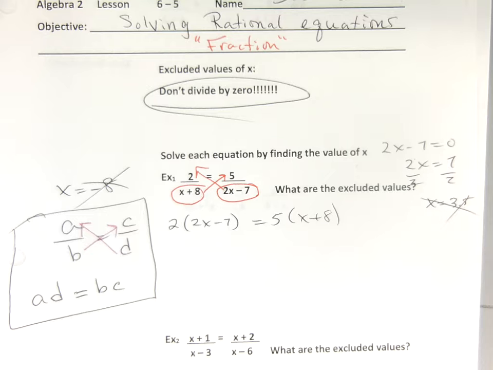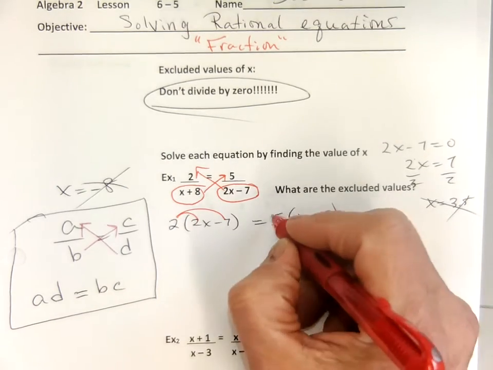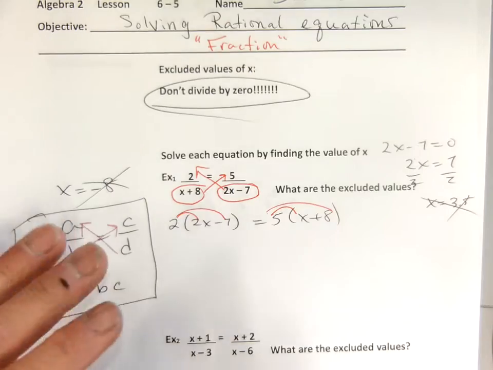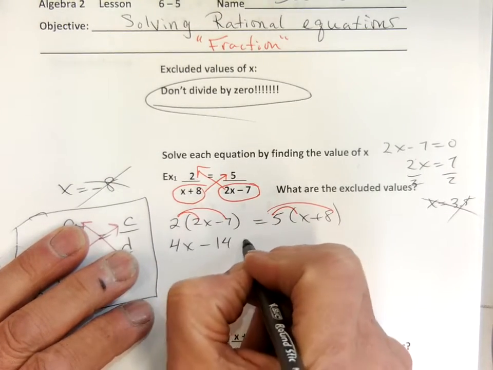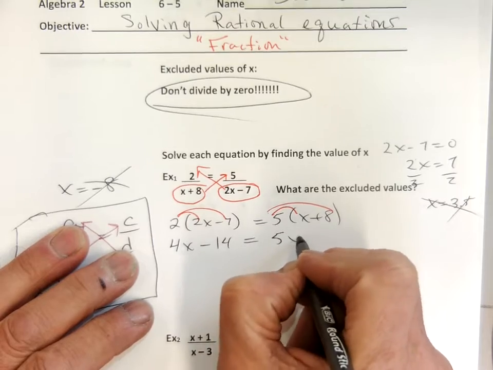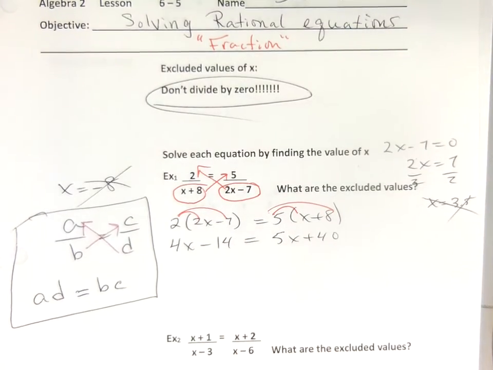Now it's easy, isn't it? Yeah, we did it in our warm-up, didn't we? I think I did that on purpose. So we distribute. 4x minus 14 equals 5x plus 40. Because Jacob, I agree. We've done this one before, haven't we? Answer is, was it -54? Negative 54.